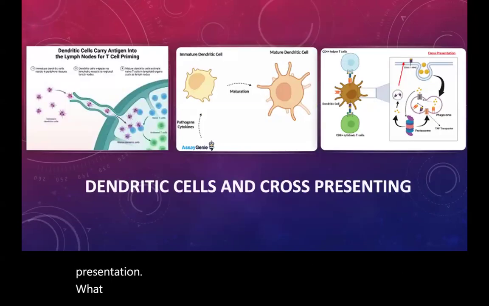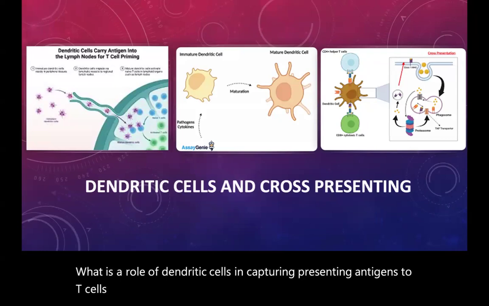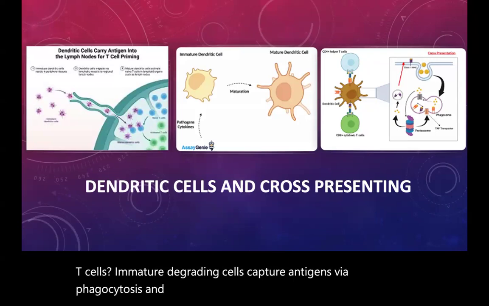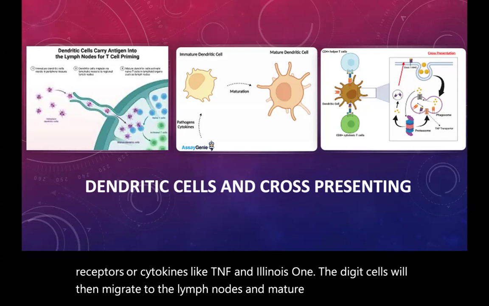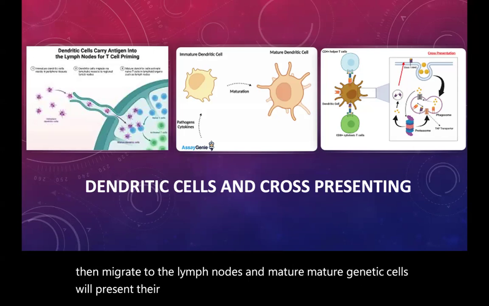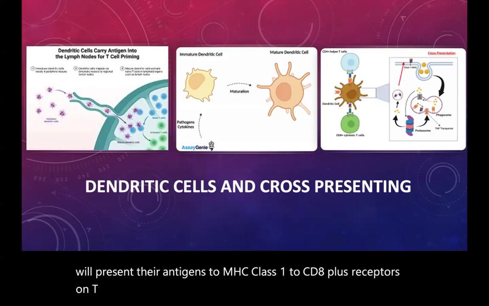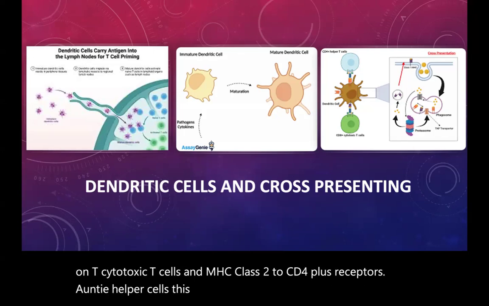What is the role of dendritic cells in capturing and presenting antigens to T cells? Immature dendritic cells capture antigens via phagocytosis and endocytosis, via the activation of toll-like receptors or cytokines like TNF and IL-1. The dendritic cells will then migrate to the lymph nodes and mature. Mature dendritic cells will present their antigens on MHC class 1 to CD8 plus receptors on cytotoxic T cells, and on MHC class 2 to CD4 plus receptors on T helper cells. This activates naive T cells.